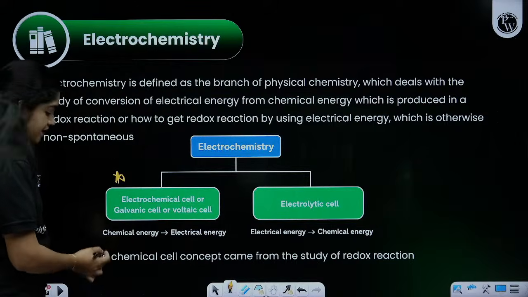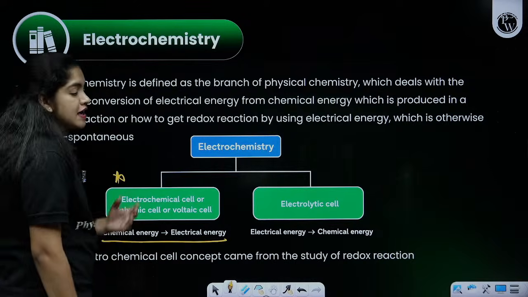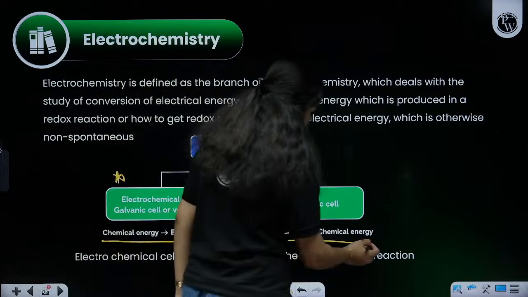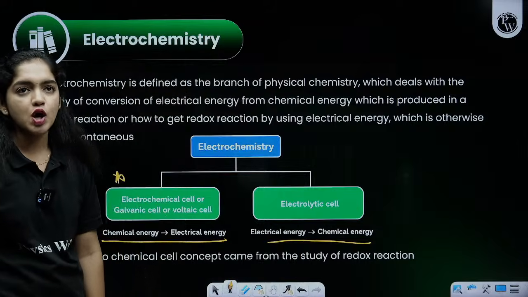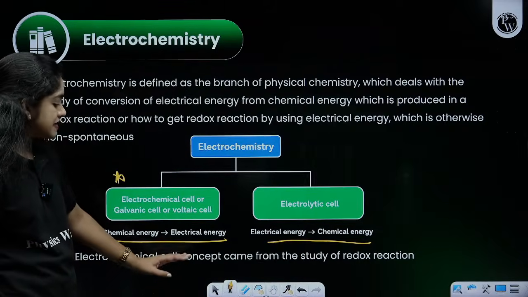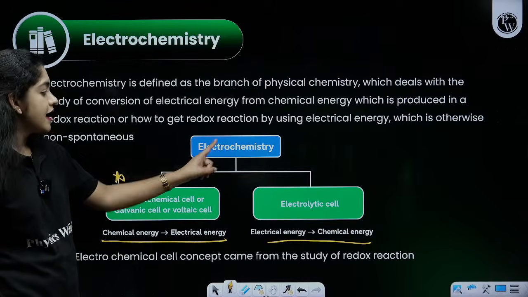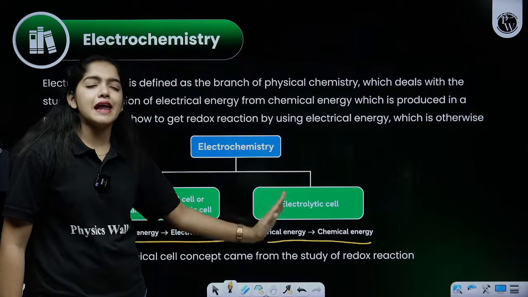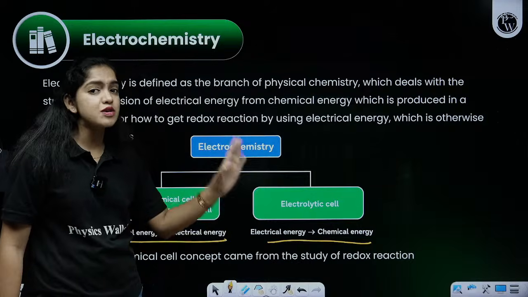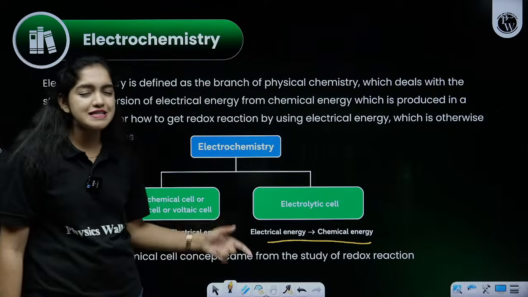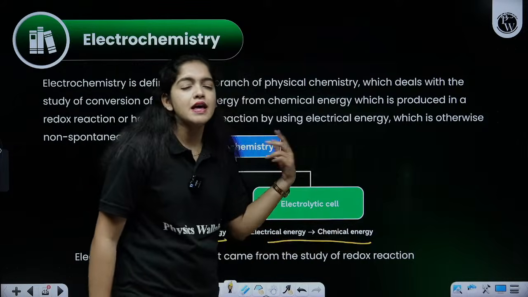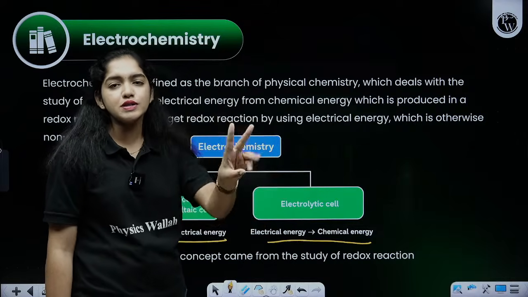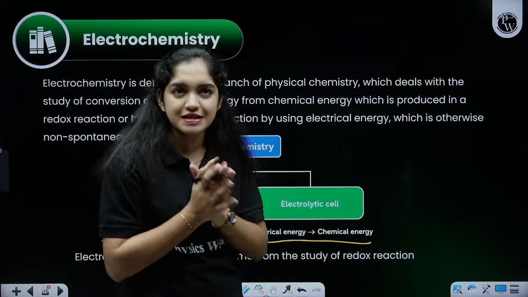Electrochemical cell means chemical energy is converted into electrical energy, and the opposite, electrical energy converted to chemical energy, is known as an electrolytic cell. Both use redox reaction. The electrochemical cell concept came from the study of redox reaction, and electrochemistry is classified into two sections: chemical energy into electrical energy, and electrical into chemical energy. Chemical to electrical is known as an electrochemical cell, also known as galvanic cell or voltaic cell. The opposite, electrical energy converted into chemical energy, is known as an electrolytic cell. So we are going to learn about two types of cells and the reactions happening inside the cells. Okay, clear?